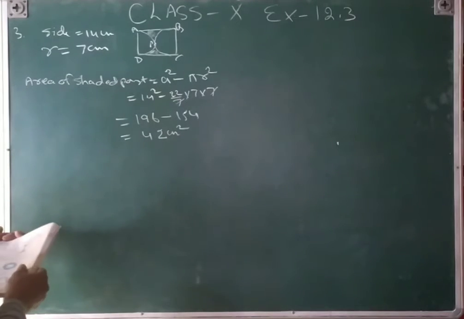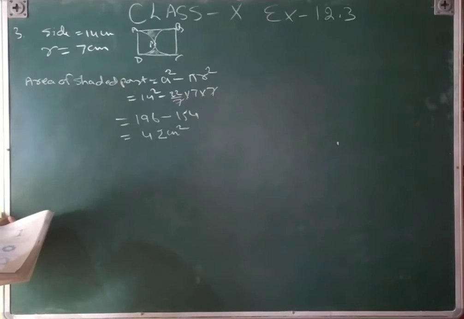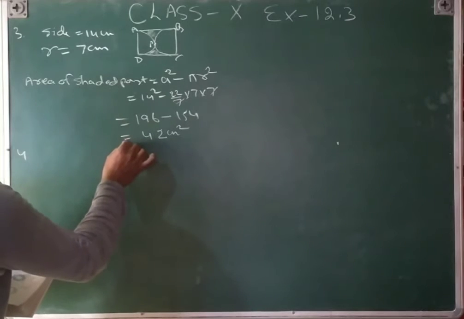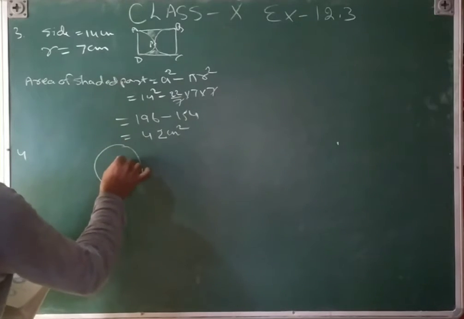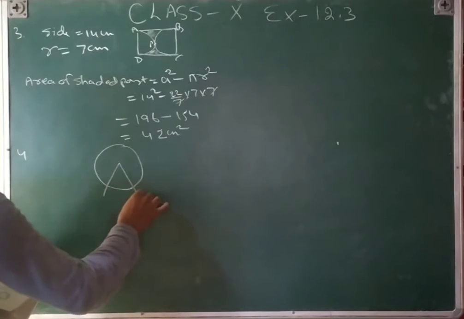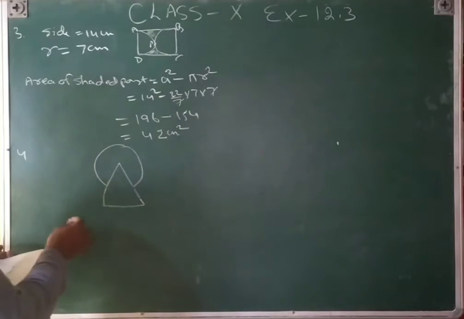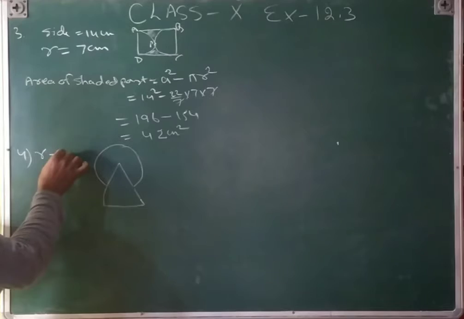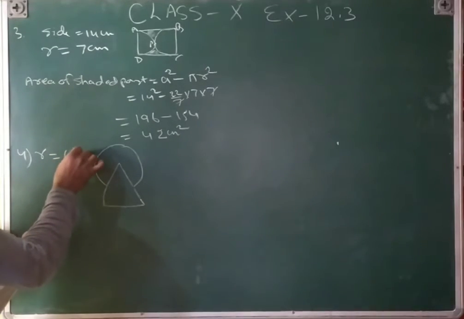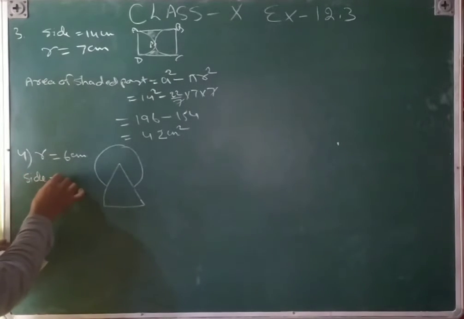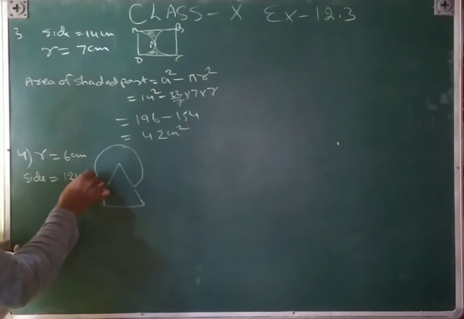Next, find the area of the shaded region where a circular arc of radius 6 centimeter has been drawn with vertex O. That is the fourth question. See the diagram. This whole area we need to find. So r is equal to, that is given, 6 centimeter. So side will be, obviously, double of that one, 12 centimeter.